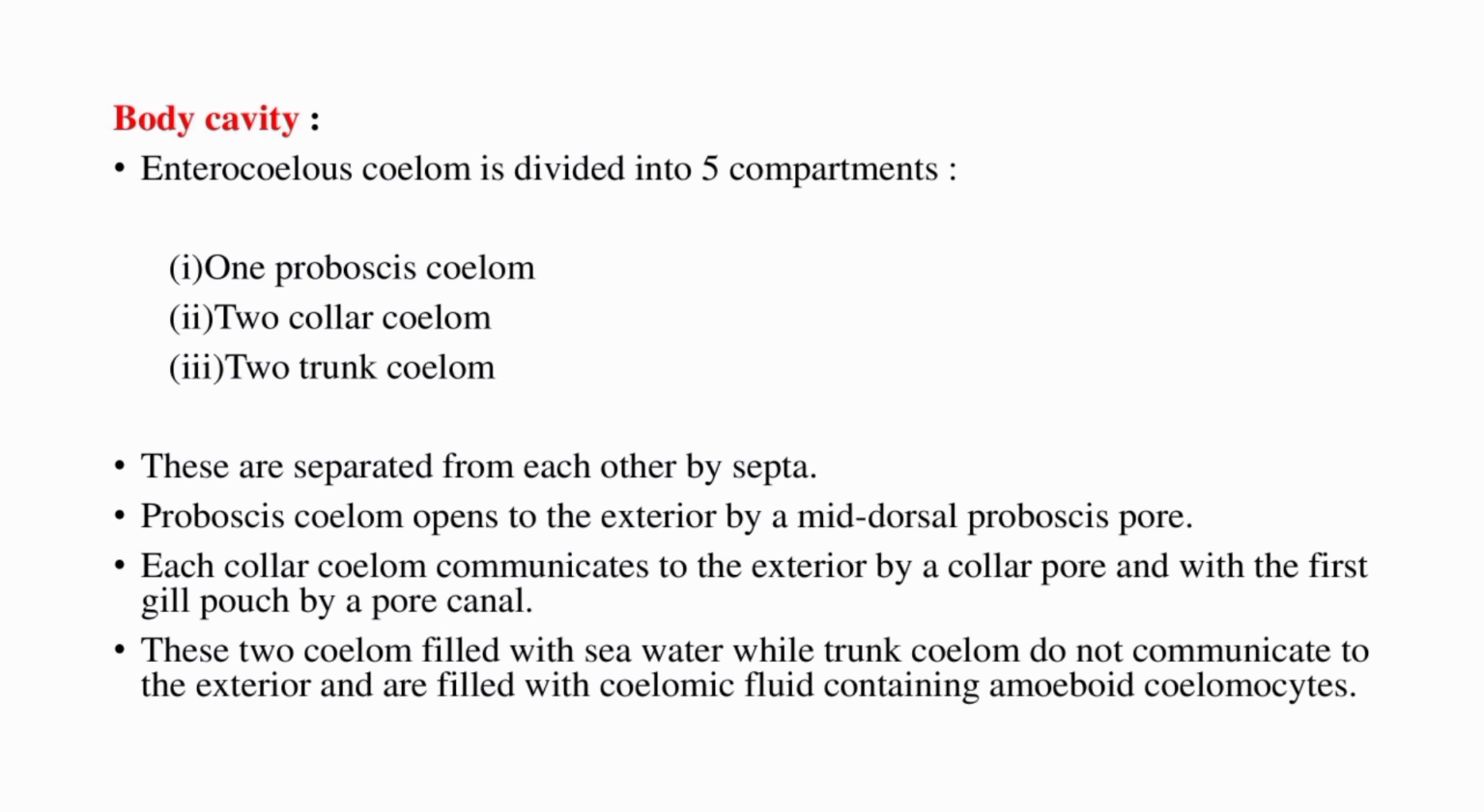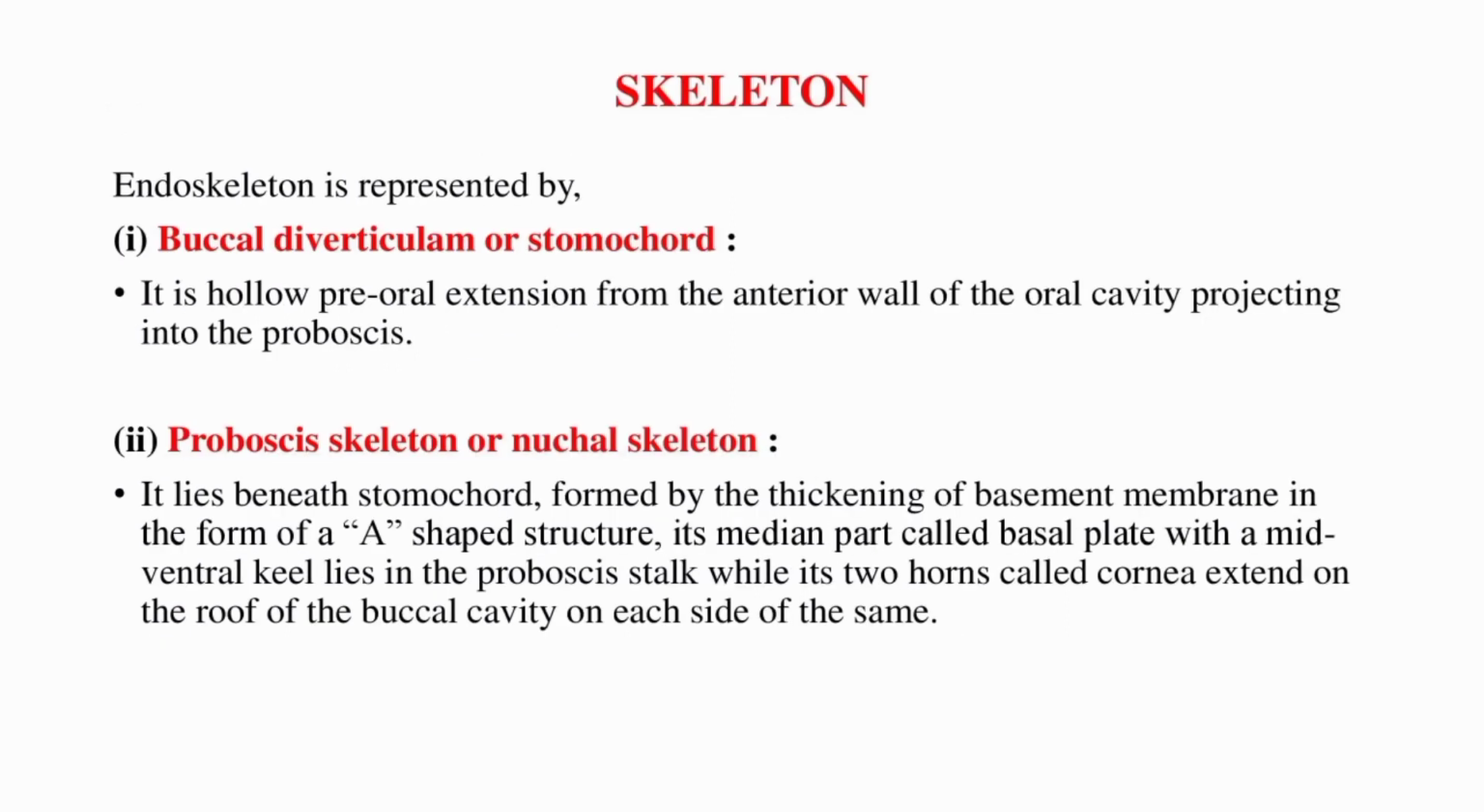Proboscis coelom opens to the exterior by a mid-dorsal proboscis pore. Each collar coelom communicates to the exterior by a collar pore and with the first gill pouch by a pore canal. These two coeloms are filled with sea water, while trunk coelom does not communicate to the exterior and is filled with coelomic fluid containing amoeboid coelomocytes.